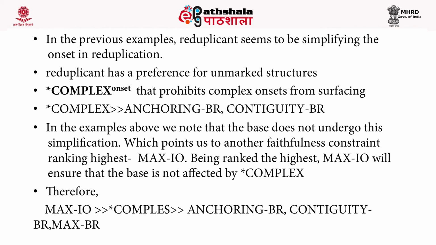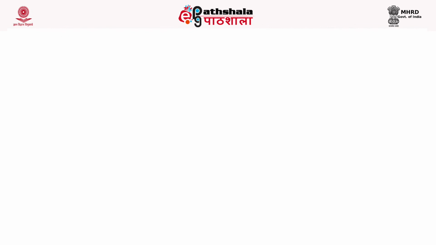which points us to another faithfulness constraint, max IO. In the above examples we saw that the base does not undergo the simplification. So deletion occurs only in the reduplicant and not the base. So the faithfulness constraint in the base persists. So max IO is the most dominating constraint in the whole ranking. So now we have a final ranking, which is max IO, dominating no complex onset, dominating anchoring BR, contiguity BR, max BR, which are all unranked.